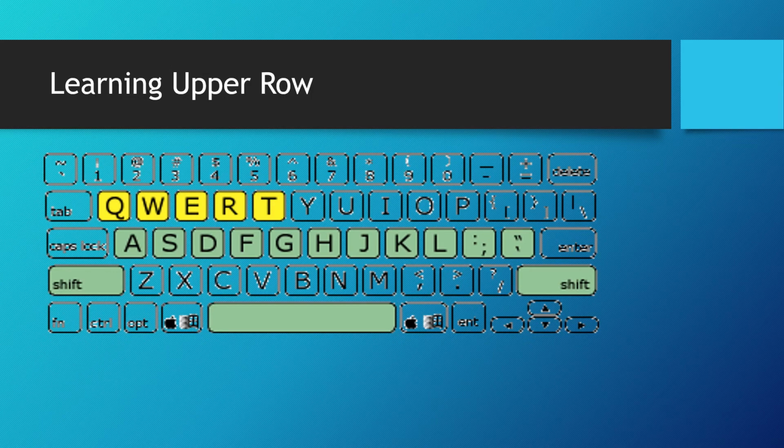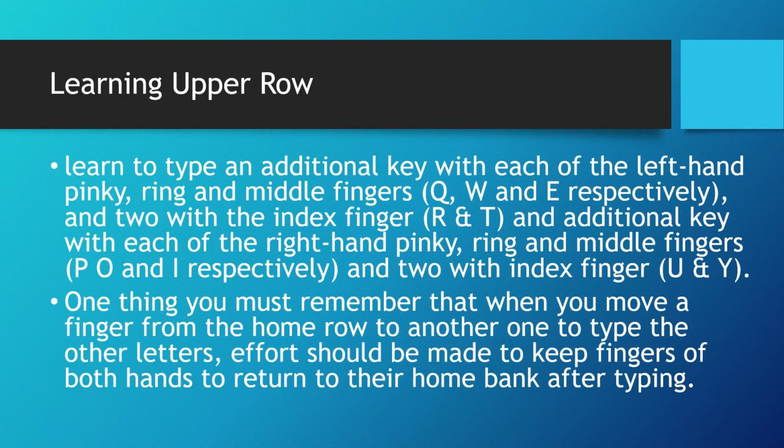Next is the upper row. Upper row is the first row of your alphabets: Q, W, E, R, T, Y. To learn the upper row, you learn the additional keys with each hand. On the left hand, pinky, ring, middle finger and the index finger. It means A, S, D, F fingers will be arranged as usual on Q, W, E, R, T. Q, W, E is managed by A, S, D and R and T will be managed by F. And the additional keys with the right hand pinky finger, P, O, I respectively, and two index fingers U and Y.